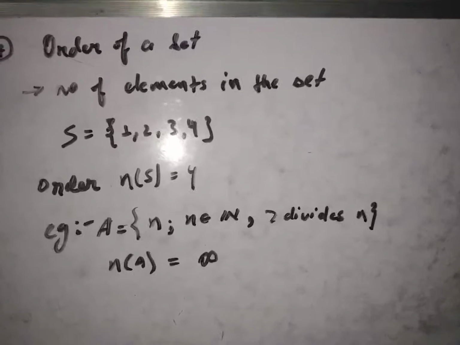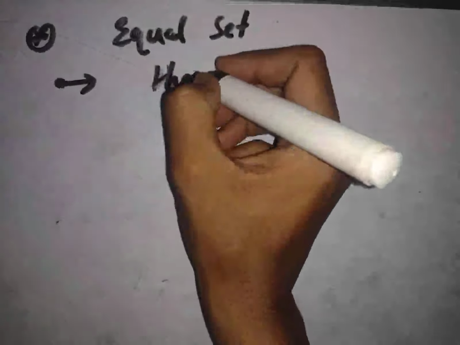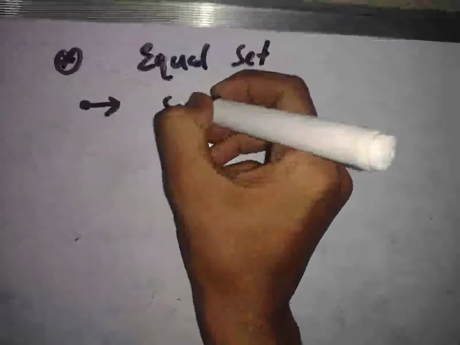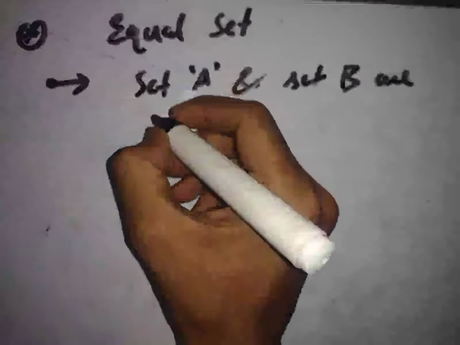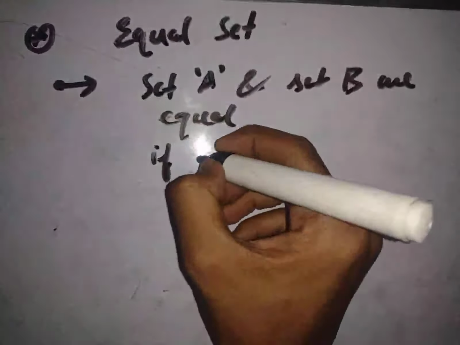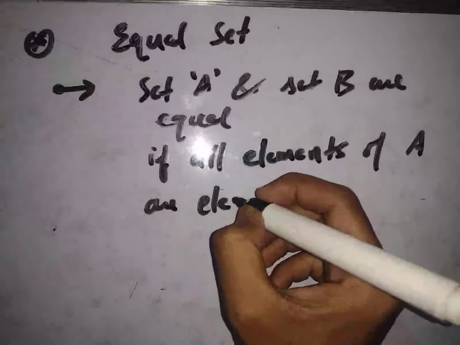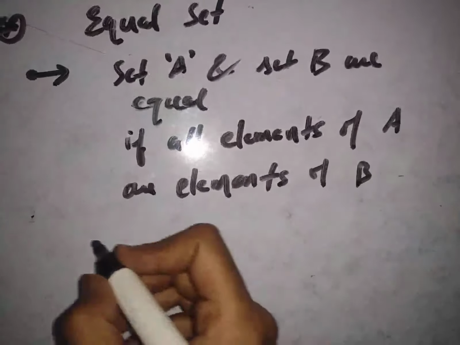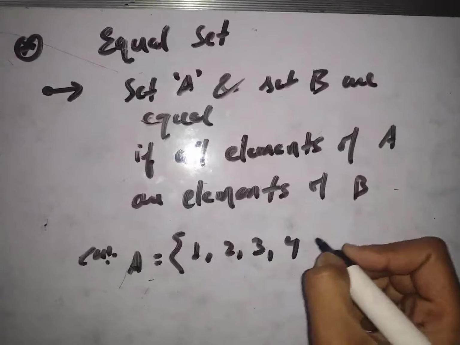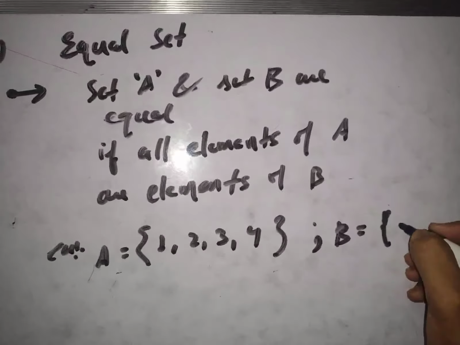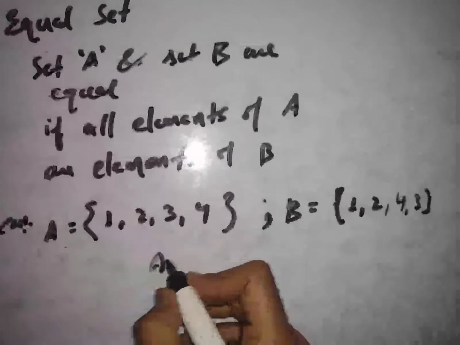Now we'll talk about equal sets. Two sets A and B are equal if all elements of A are elements of B. We can take an example: if we define A as {1, 2, 3, 4} and we define B as {1, 2, 4, 3}, then we can say that A equals B.